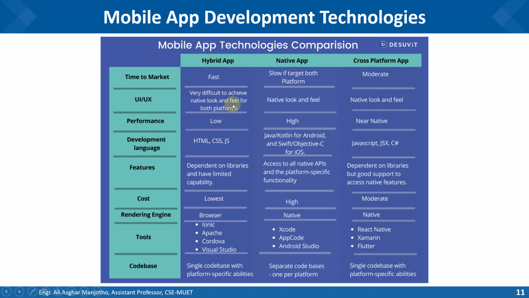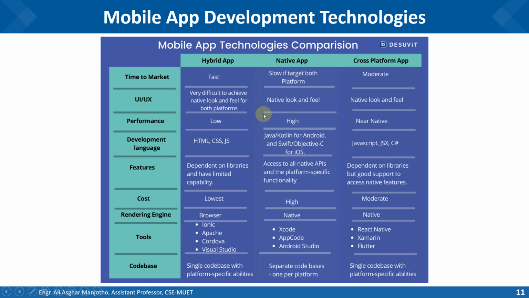The user experience or the user interface in the case of the native apps will have a look and feel which is native to that particular platform. So their buttons and different components will look exactly like the native platform which it is providing. And in the case of the cross platforms, again you have the native look and feel, but again it depends on the performance as well.